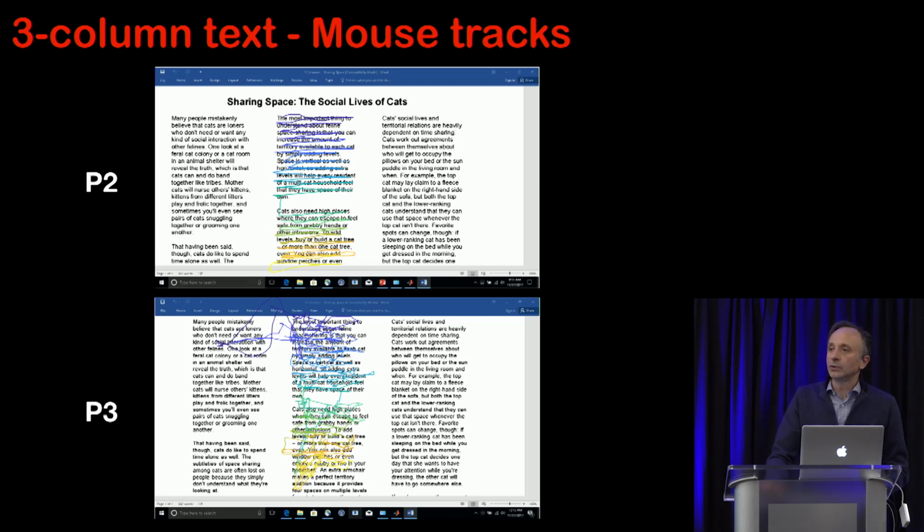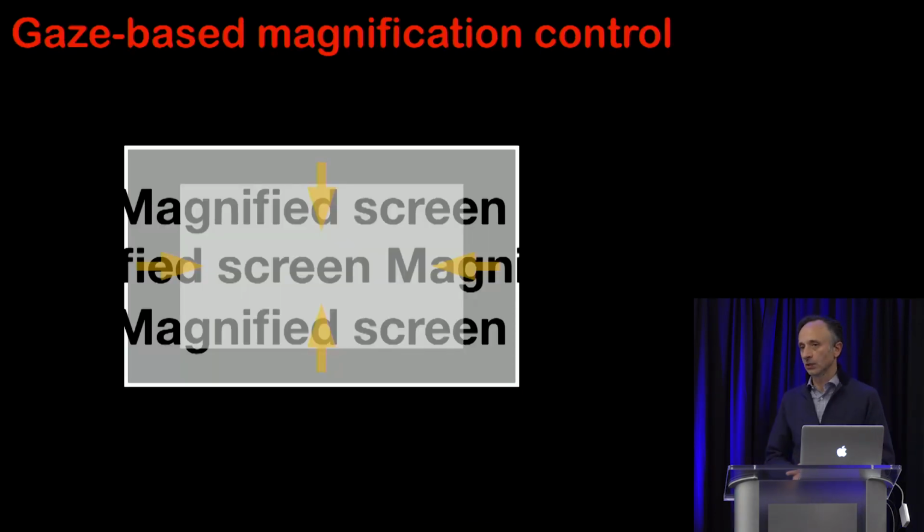Okay, so we want to use eye gaze to control, but how would that work? I have a very silly animation here to show you how this would work. Here I'm showing what would be a screen that is magnified. You see a lighter region with some areas. The user will not see that. These are just for the system to know about those.